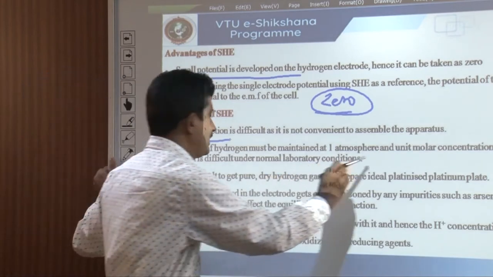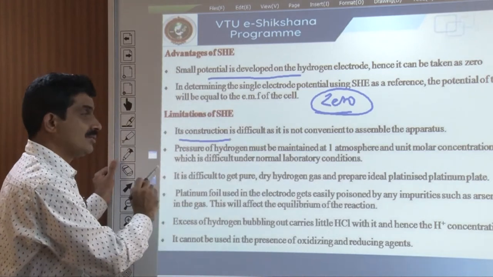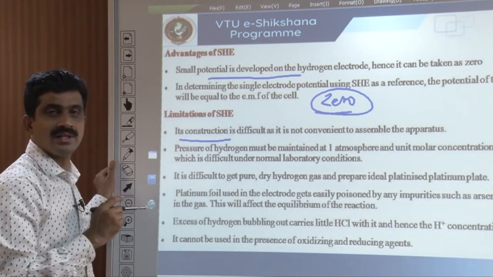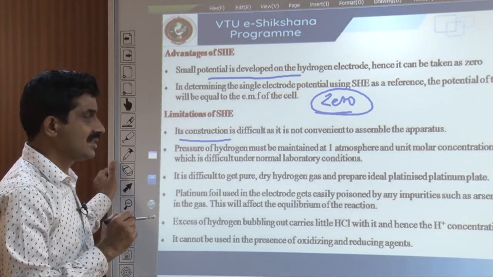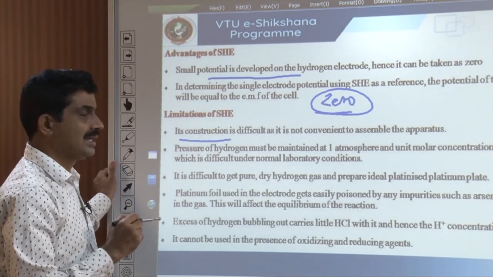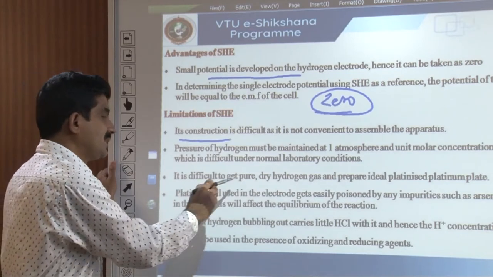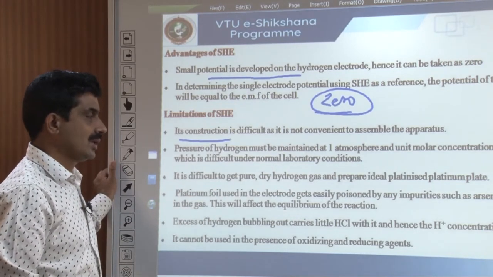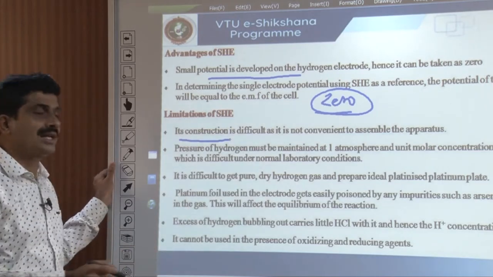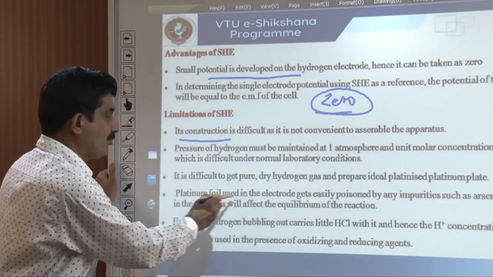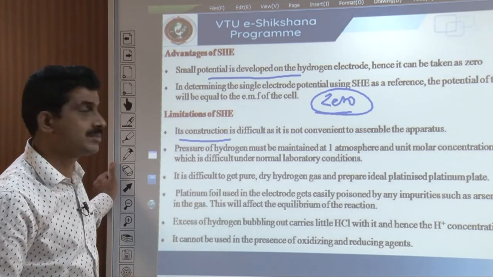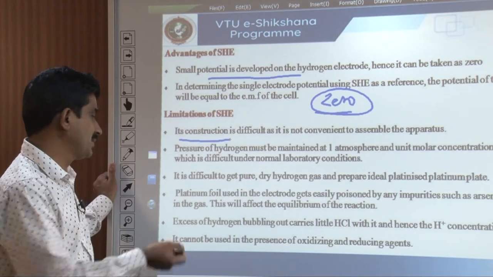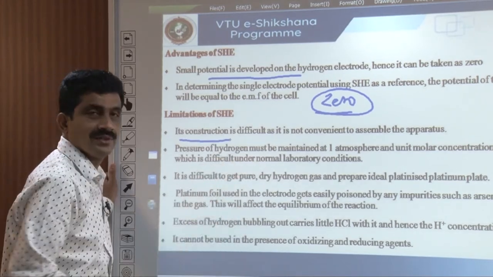Strictly we need to maintain these conditions, which is very difficult under normal laboratory conditions. Then it is difficult to get pure and dry hydrogen gas. Then the platinum foil gets easily poisoned. The platinum foil used in the electrode gets poisoned by any impurities such as arsenic present in the hydrogen gas.